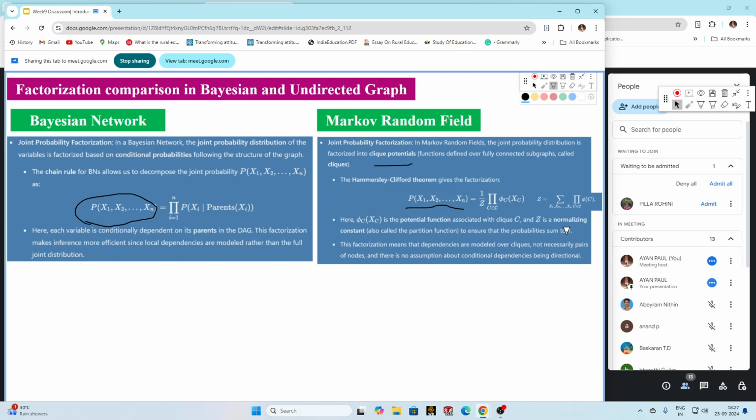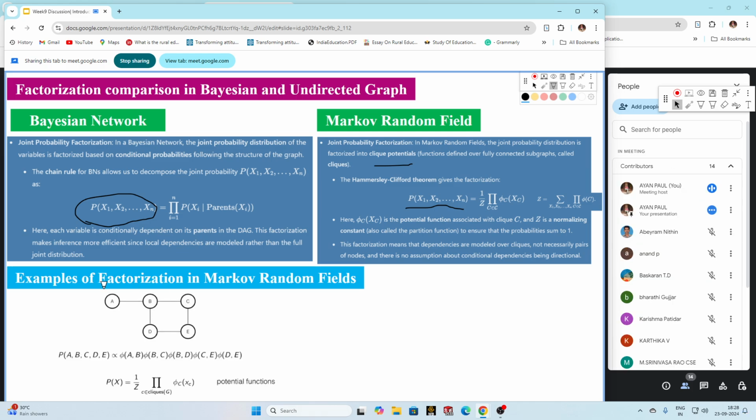What is z? Z is a normalizing constant, because probability should be less than or equal to 1. For that we are normalizing, which is why we are dividing by z. And a click is a subgraph of the directed graph. This is the difference of factorization between our Bayesian network and our Markov random field.